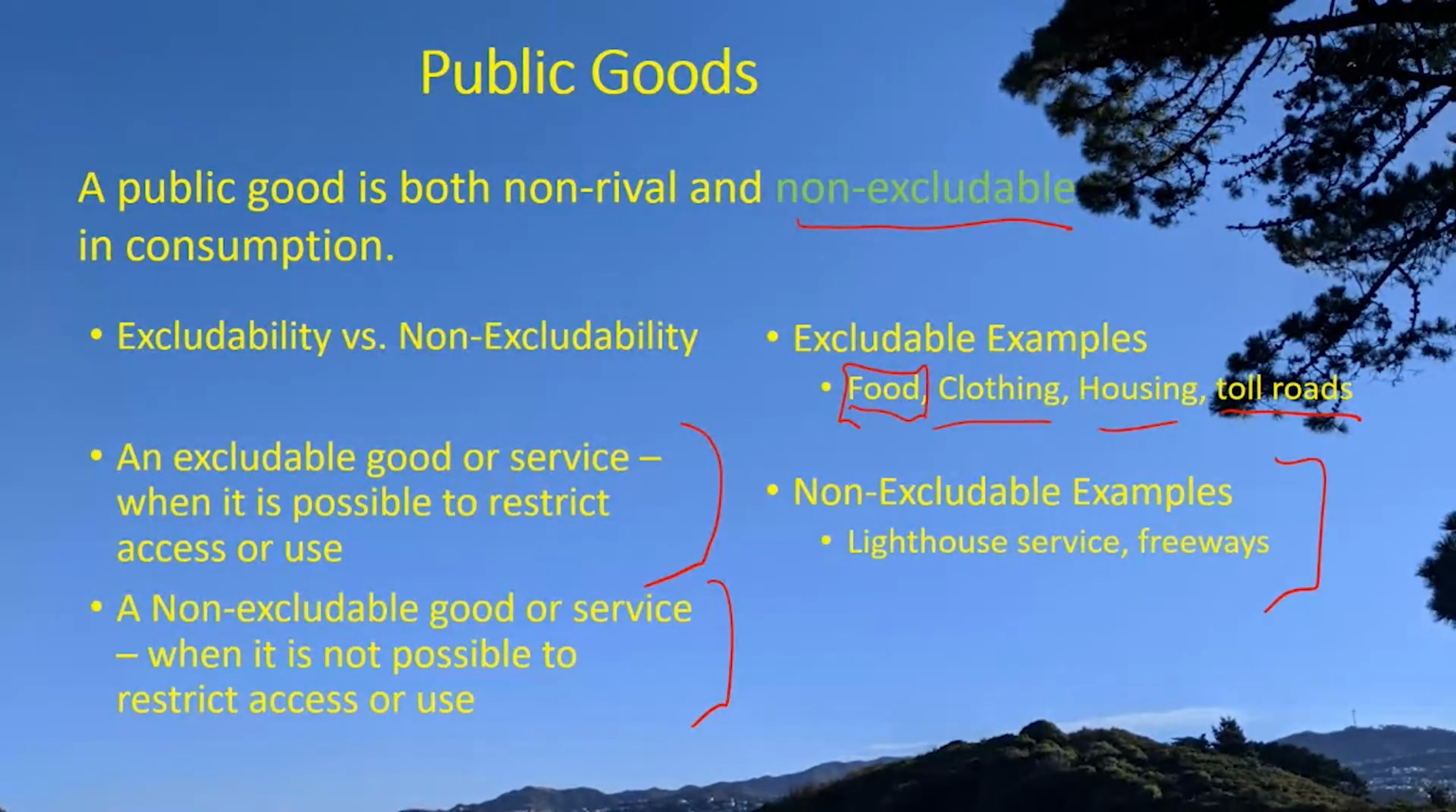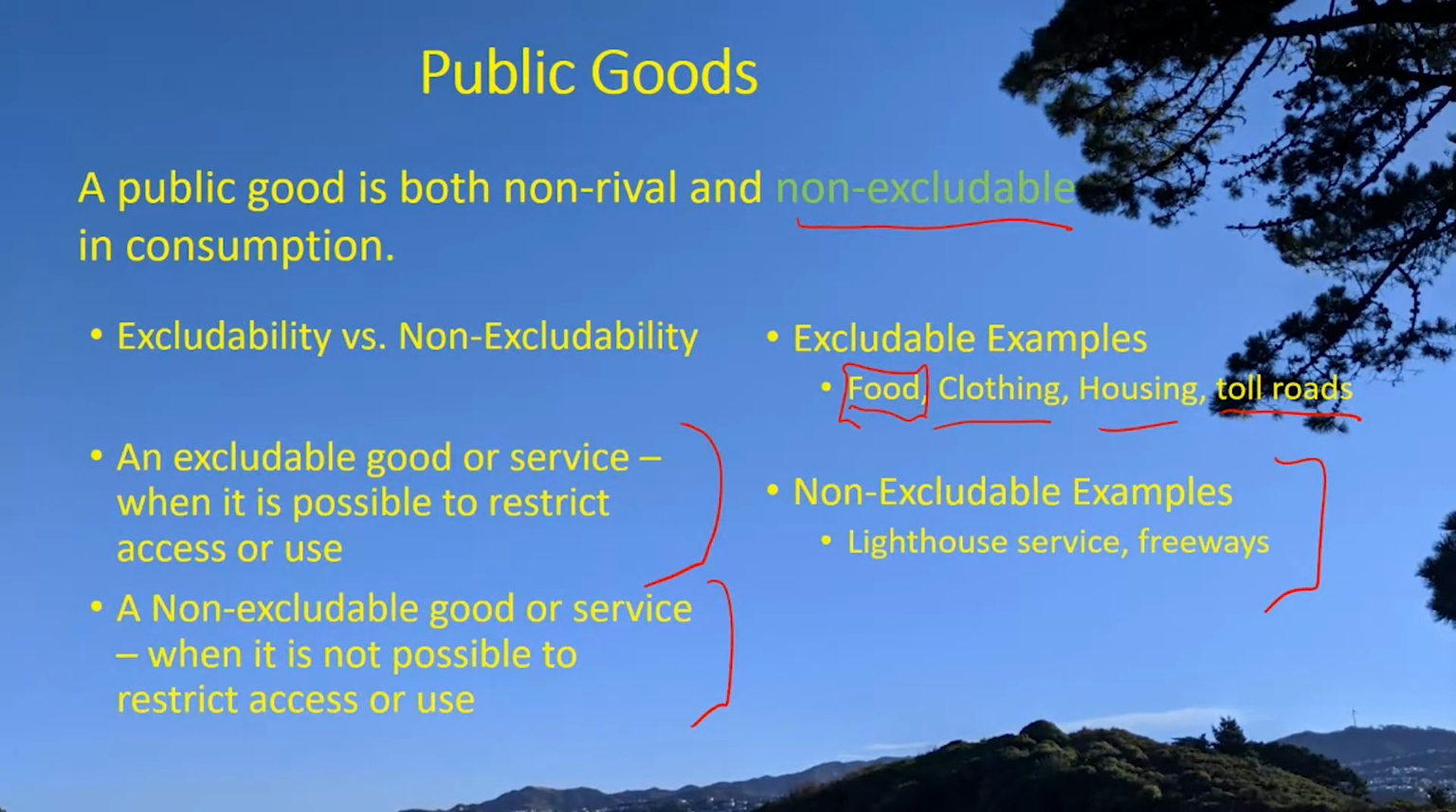Now, what about non-excludability? Again, let's go back to the lighthouse service. Once the lighthouse service is provided and the light is shined out into the ocean, it's impossible to keep people that happen to be passing by from using the service. So let's say you got two ships coming by and you want to say, okay, well, we want to charge somebody for the use of this particular lighthouse service. All right, how would you do that?